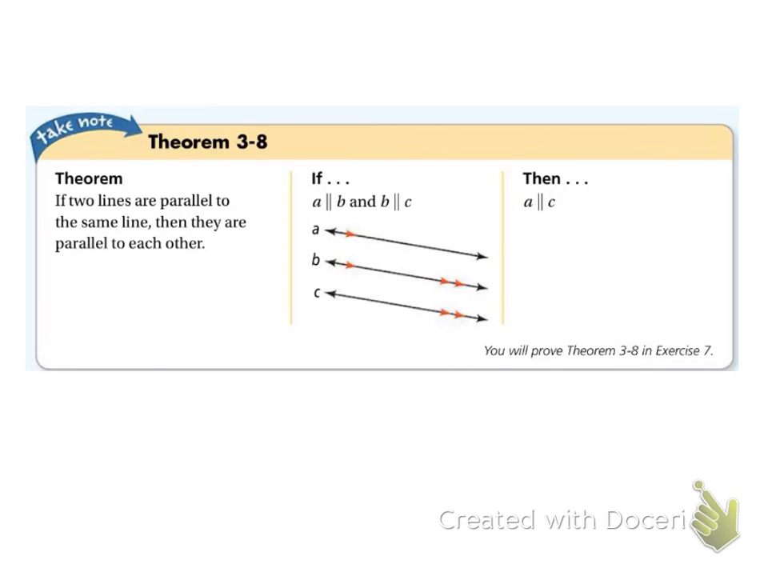Okay, this is 3.4 of geometry. We've got quite a few theorems here. So this first theorem says that if A is parallel to B, so if these two are parallel, and if B is parallel to C, then A is parallel to C.